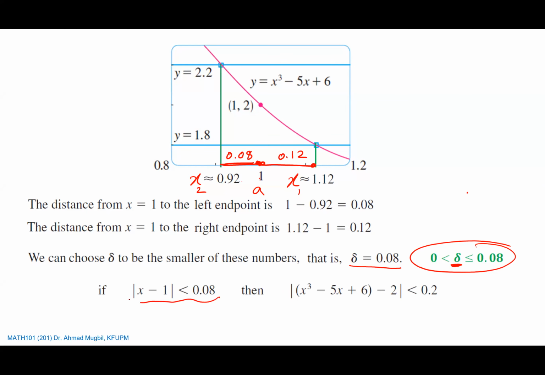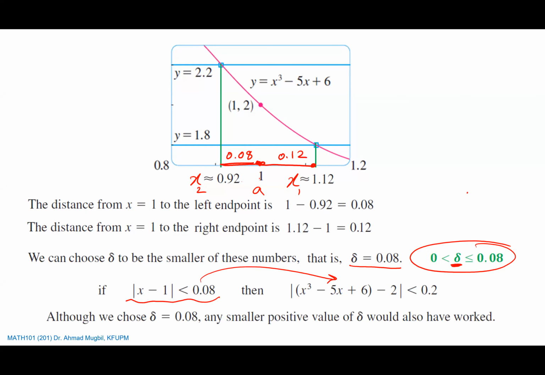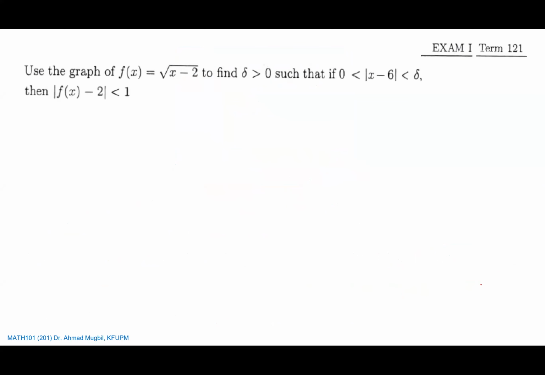Now, if you have this, for sure you will have this. You can verify that, of course, but there is no need when you have a graph. Any smaller positive value of delta would also have worked. Any number less than that number works, but it should be positive. This is an example that will explain the idea for you. Here he said use the graph, but you can solve it without the graph. But if this is a written quiz, you have to follow the instructions.